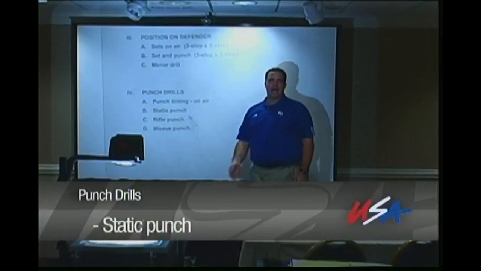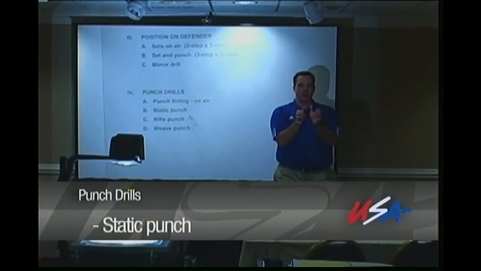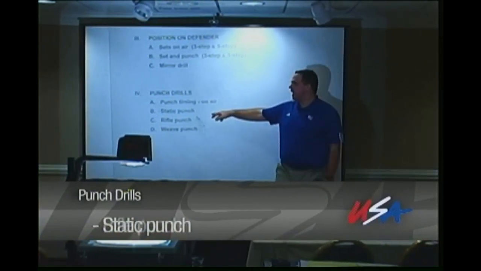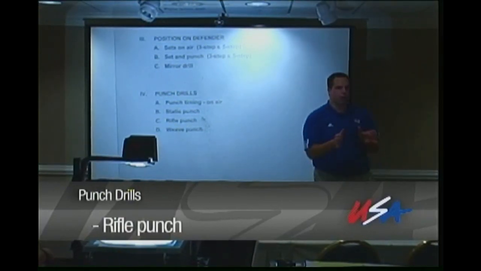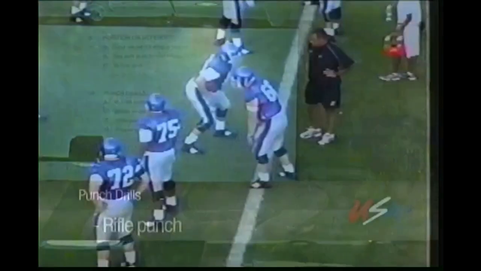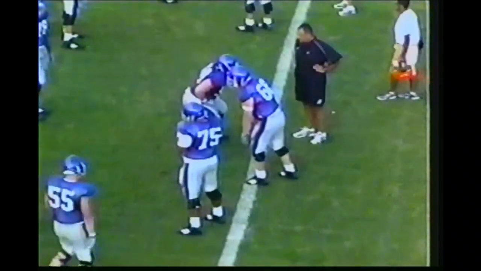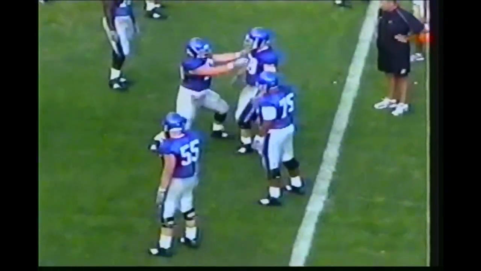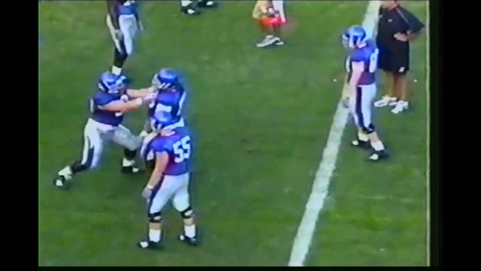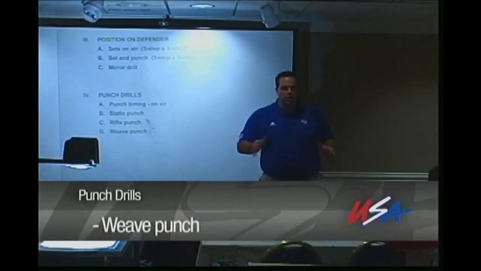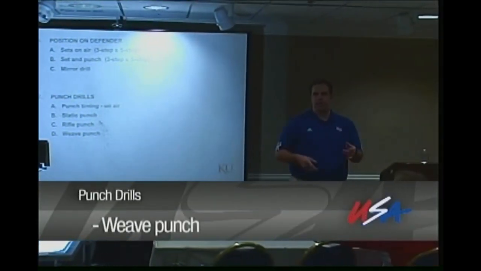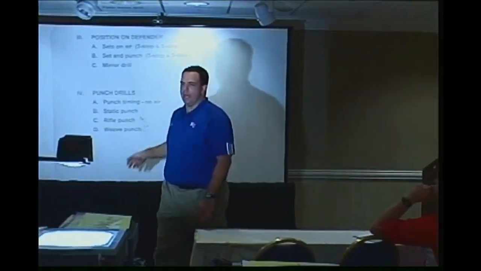Static punch, where a guy's coming at him, boom, all they do is punch. A static punch. Then we do rifle, what I call a rifle punch, where they're moving, and it's a rifle down the line. All right, then we do a weave punch with 3 guys coming at him, so they've got to move, punch an outside guy, I'll point at the inside or whatever, get him moving like a wave drill.